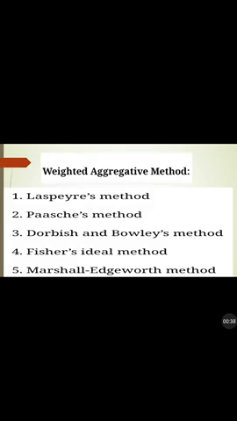So totally we have 5 methods. The first one is Laspeyres' method. The second one is Paasche's method. The third one is Dorbish and Bowley's method. The fourth one is Fisher's ideal index method. And the fifth one is Marshall-Edgeworth method.